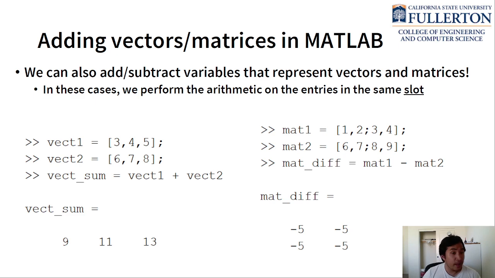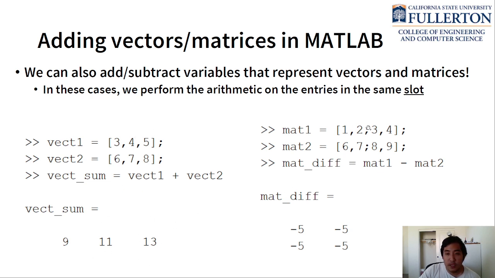When this happens, we do vector addition or matrix addition in very much the same way that you understand it from by hand calculations, right? If you have two vectors or two matrices and you add them together, you add their corresponding entries. You can see for this vector example, we add the first entries together, we get 9. The second entries together, we get 11. Third entries together, we get 13.